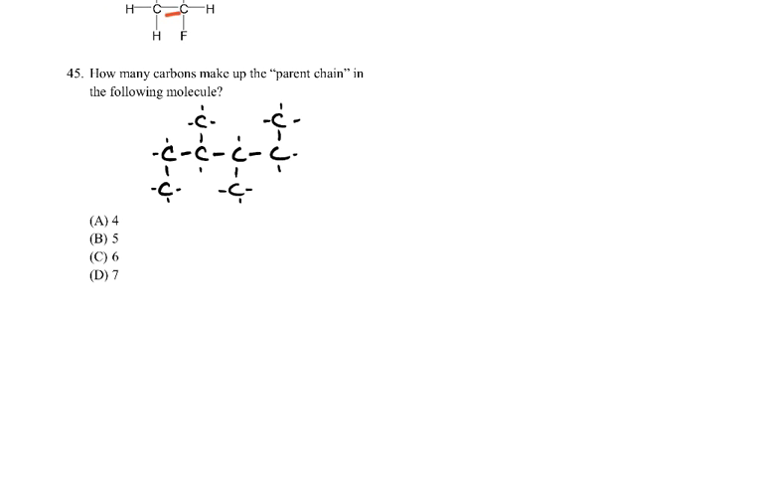45. How many carbons make up the parent chain of this molecule? Remember, this can go around corners, so the longest chain we could find is 1, 2, 3, 4, 5, 6 carbons in a row. So this guy would be 3,4-dimethylhexane. 6 is hexane. Got to remember those.